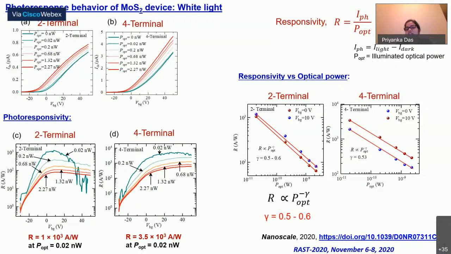Then to understand the relation between responsivity and optical power, we plotted responsivity as a function of light intensity, and we fitted this experimental value using this power law, from which you can get the exponent gamma, which indicates the effect of light illumination on the responsivity. So from the figure, you can see clearly the responsivity decreases with optical power, and this is due to the trapping of charges at the interface of the semiconducting MoS2 and the metal contacts.